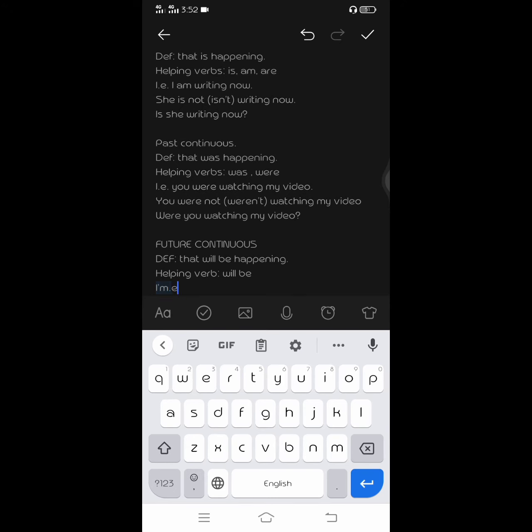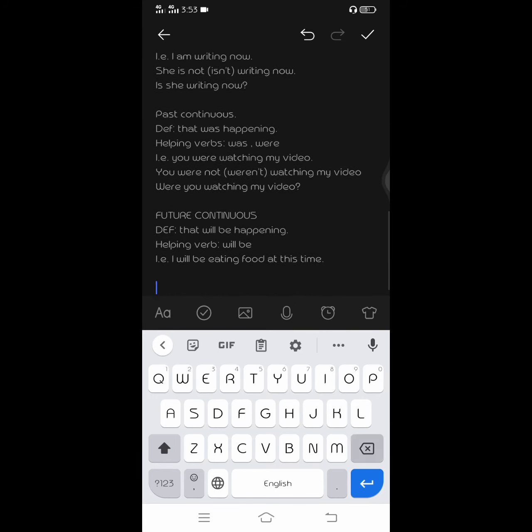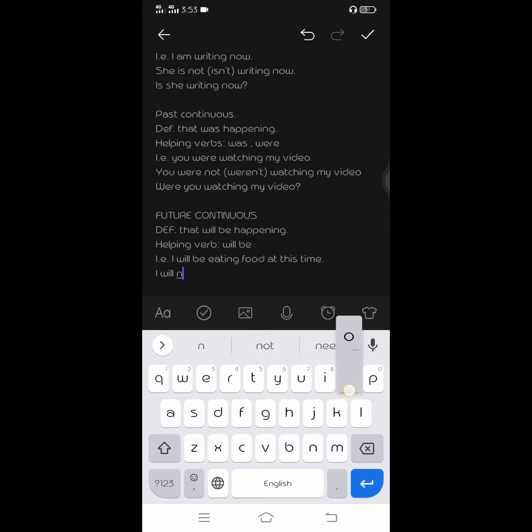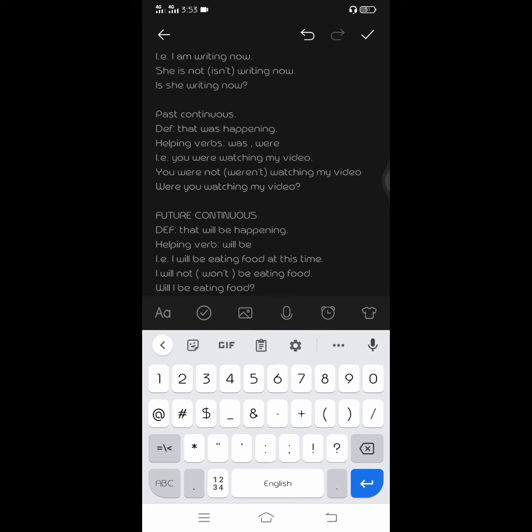And let's go for an example. Suppose आप ये कह रहे हैं कि मैं कल इस टाइम खाना खा रहा हूँगा, तो I will be eating food at this time, right? I hope it's really clear with you guys. And the negative is going to be I will not. The short form is won't be eating food. Interrogative, will I be eating food? I hope this is much clear with you guys.